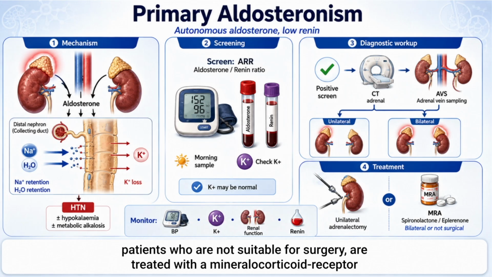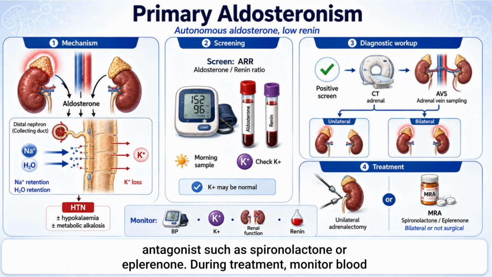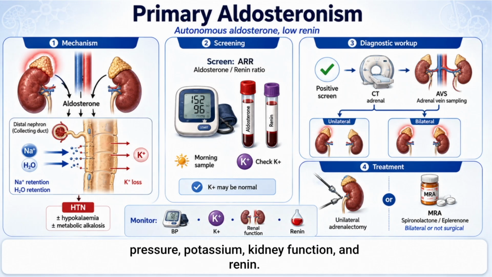Bilateral disease or patients who are not suitable for surgery are treated with a mineralocorticoid receptor antagonist such as spironolactone or eplerenone. During treatment, monitor blood pressure, potassium, kidney function, and renin.